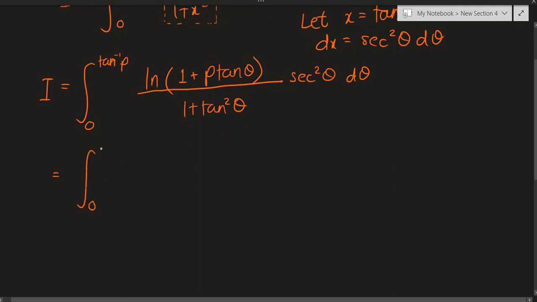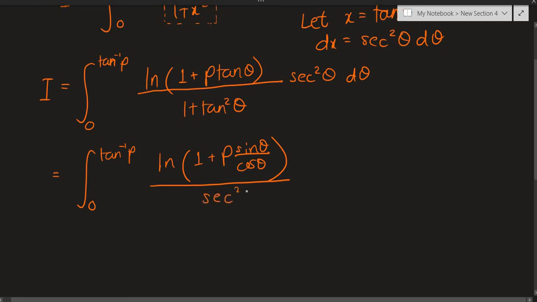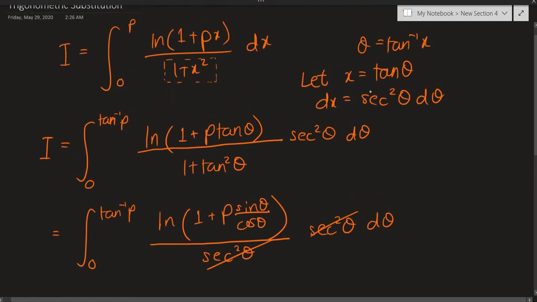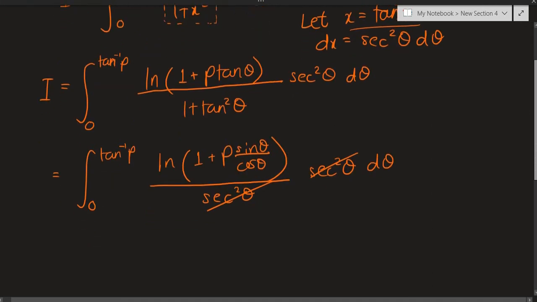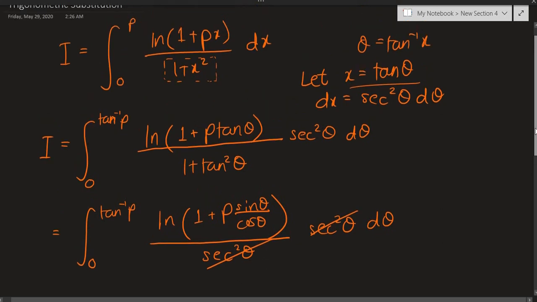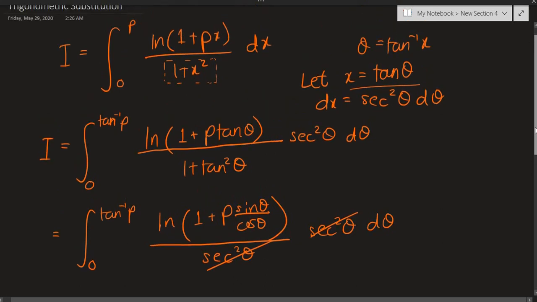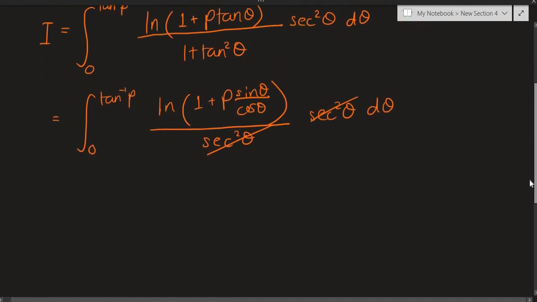So we get the integral from 0 to inverse tangent of p of the natural log of, instead of writing tan, I want to express this as the ratio of sine and cosine. So 1 plus p times sine theta divided by cosine theta, and notice that 1 plus tan squared theta, using our square identities, is secant squared theta, and we have a secant squared theta here as well. So these two cancel out, and that is exactly the purpose behind choosing this kind of substitution. This 1 plus x squared motivated us to use a tangent and not a sine or a cosine or any other trigonometric function.